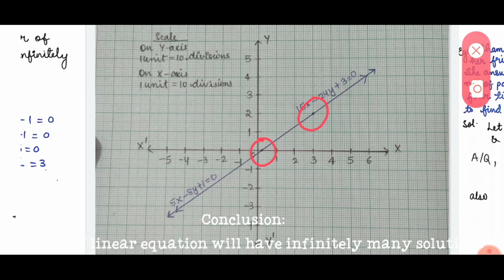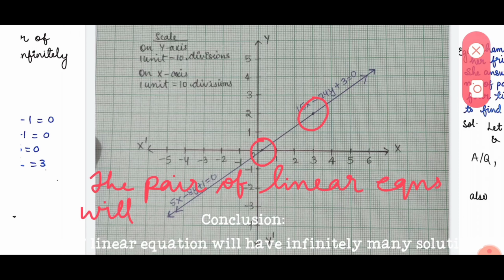So your conclusion will be, I am writing it for you here, the pair of linear equations will have infinitely many solutions.